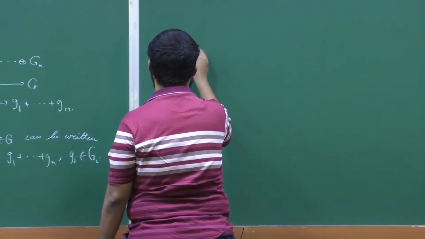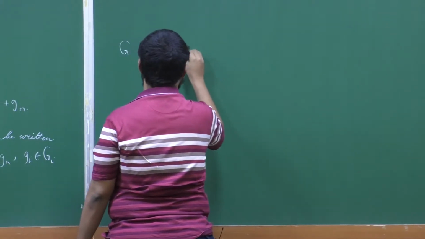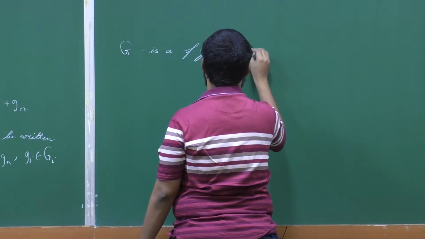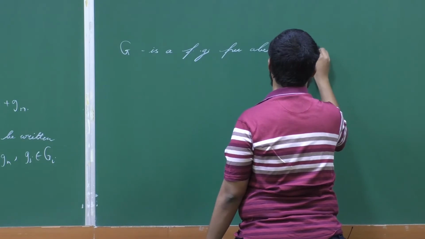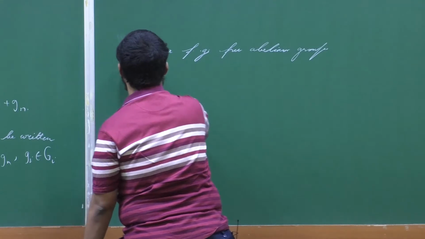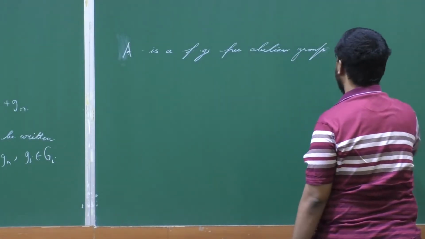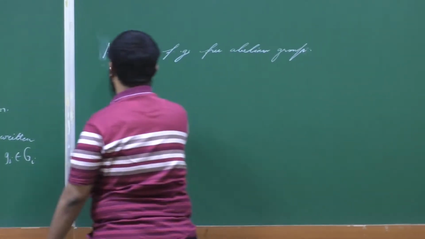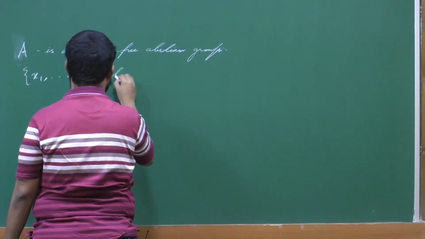So let A be a finitely generated free abelian group. I think sometimes customarily for abelian things we use these letters. A finitely generated free abelian group, and let x1 up to xn be a basis of A.